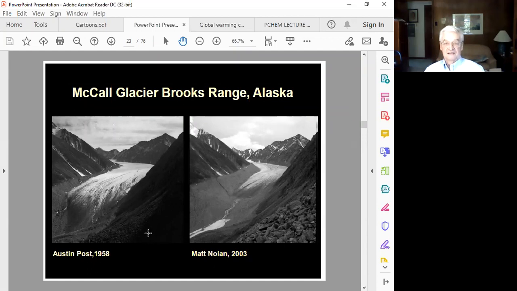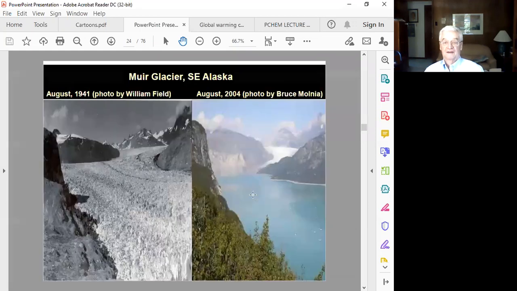This is in Alaska, so notice this range comes up to here, and so you can see a big chunk of that has melted in 45 years in this period right there. This, I think, is one of the more dramatic examples. I think I put a black and white picture into your lecture notes. But this is solid ice, the Muir Glacier, and now it's a beautiful lake.